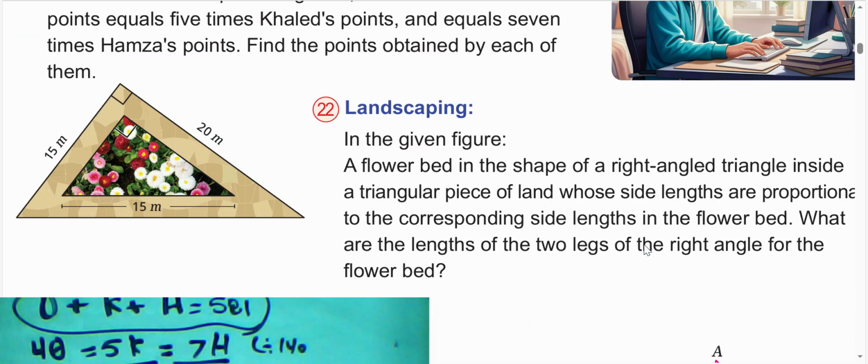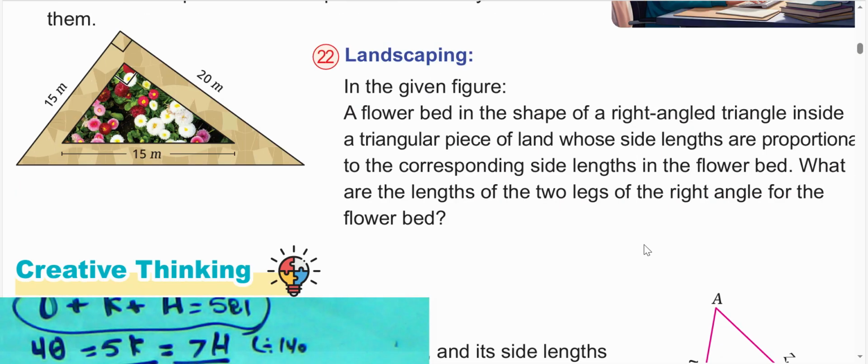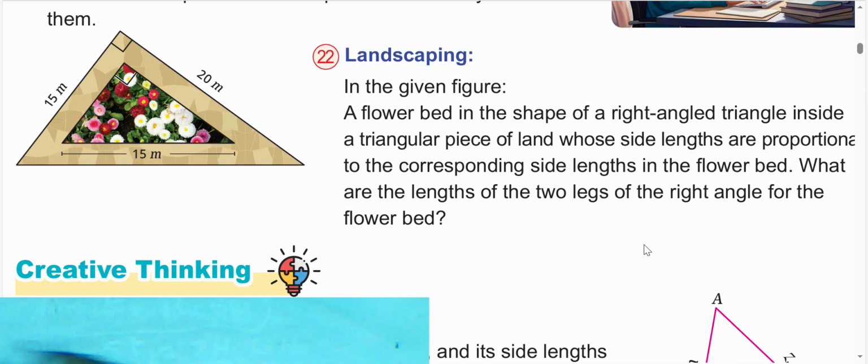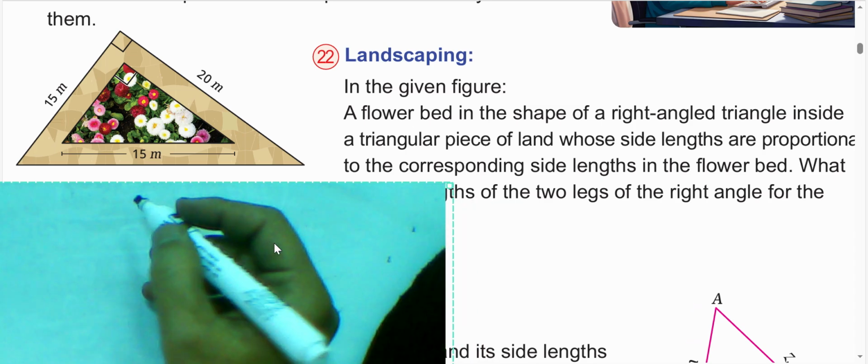Number 2, 22, landscape. We can solve this example by thinking we have 2 triangles here, right angle triangles. Look here, we have a right angle triangle.